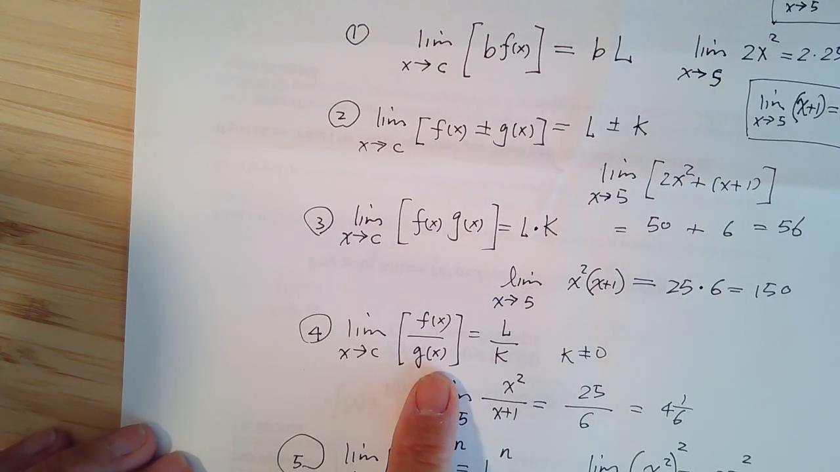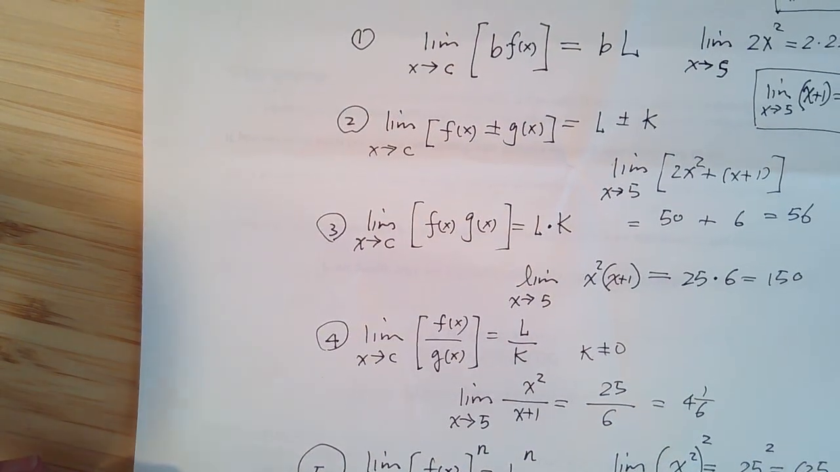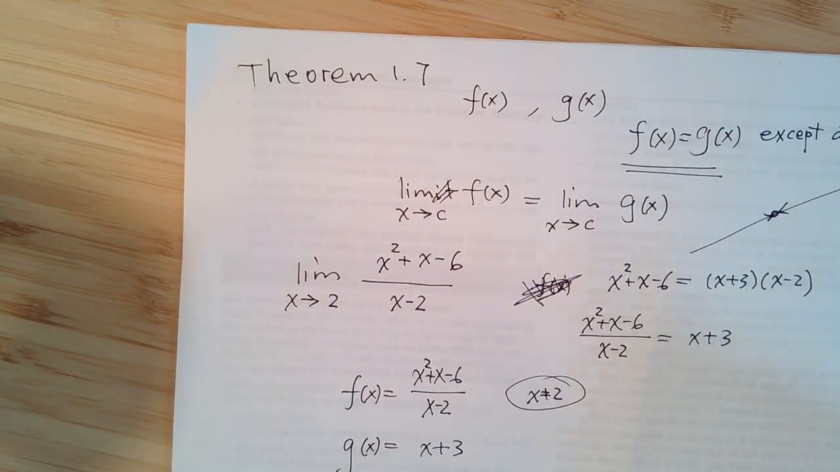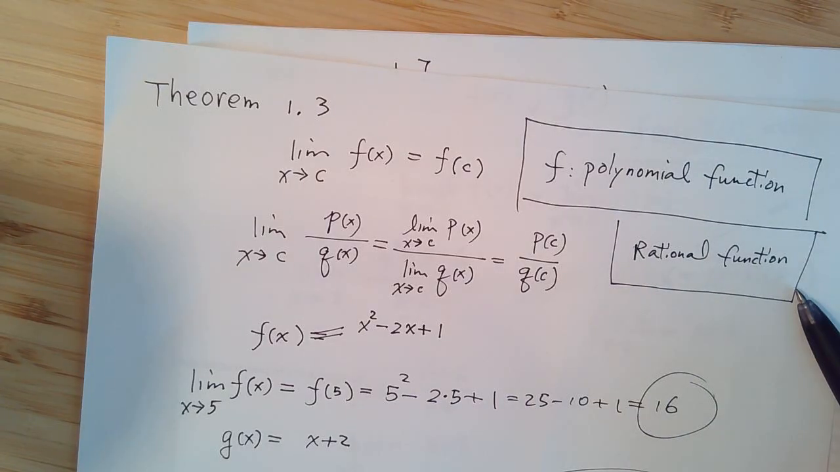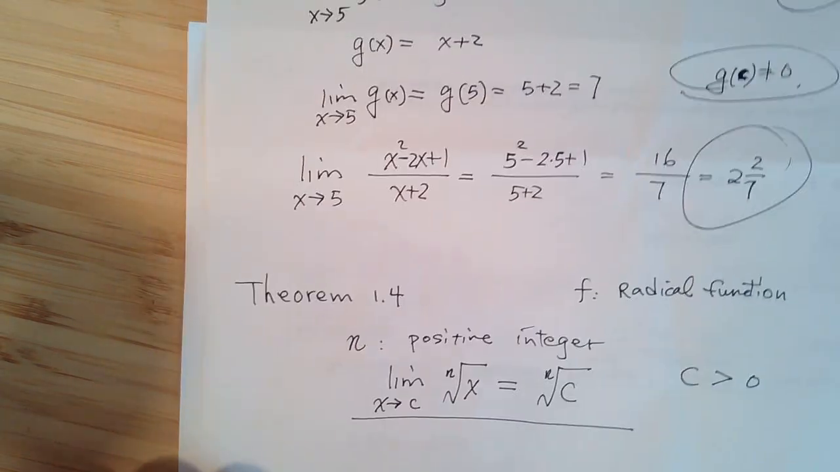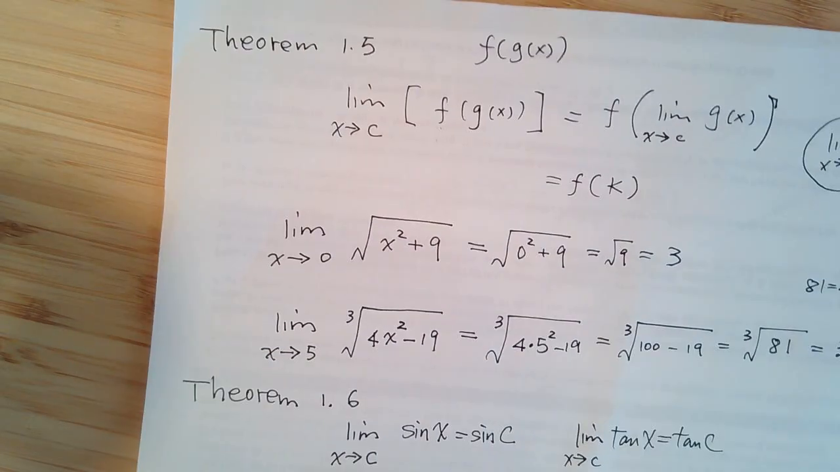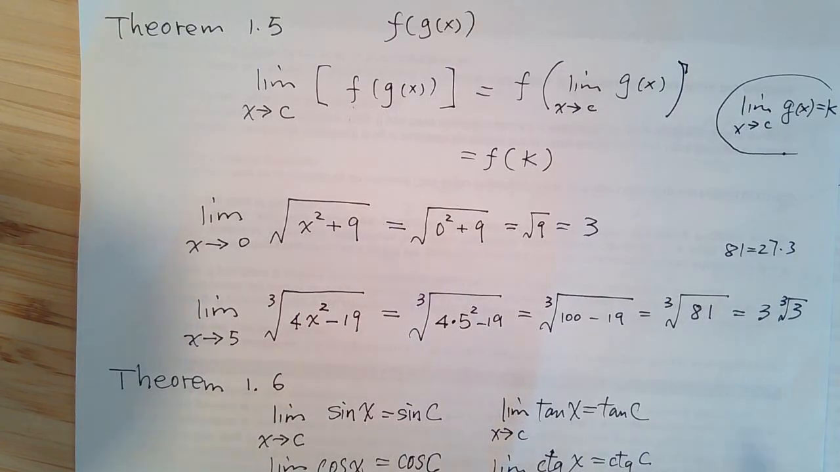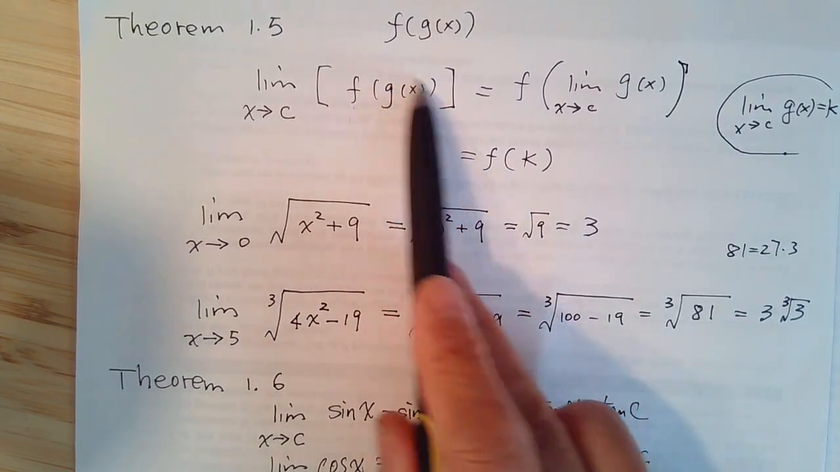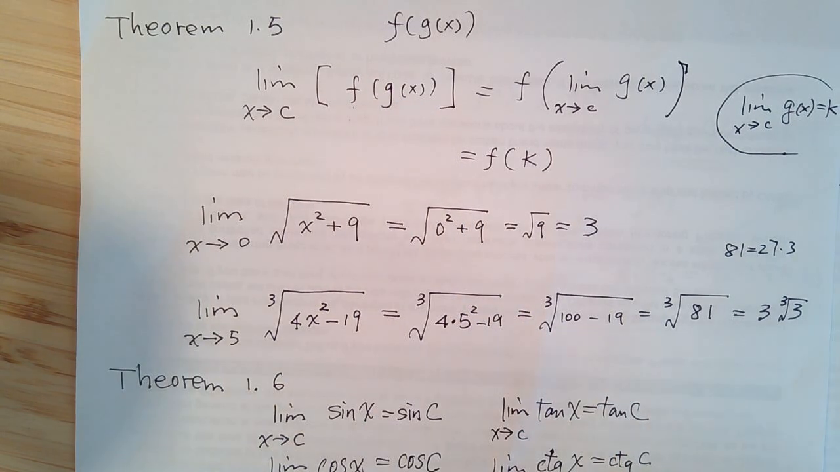And this is the product of two functions. And this is the quotient of two functions. And here's the power of a function. So all of those are kind of like the substitution method. And then 1.3 is for polynomial functions and rational functions. We just directly substitute. And theorem 4, radical functions, again we directly substitute. Theorem 1.5 is composite functions, f of g of x, direct substitution, as long as the value of g of x after substitution is in the domain of f, then you can go ahead and do it, okay?